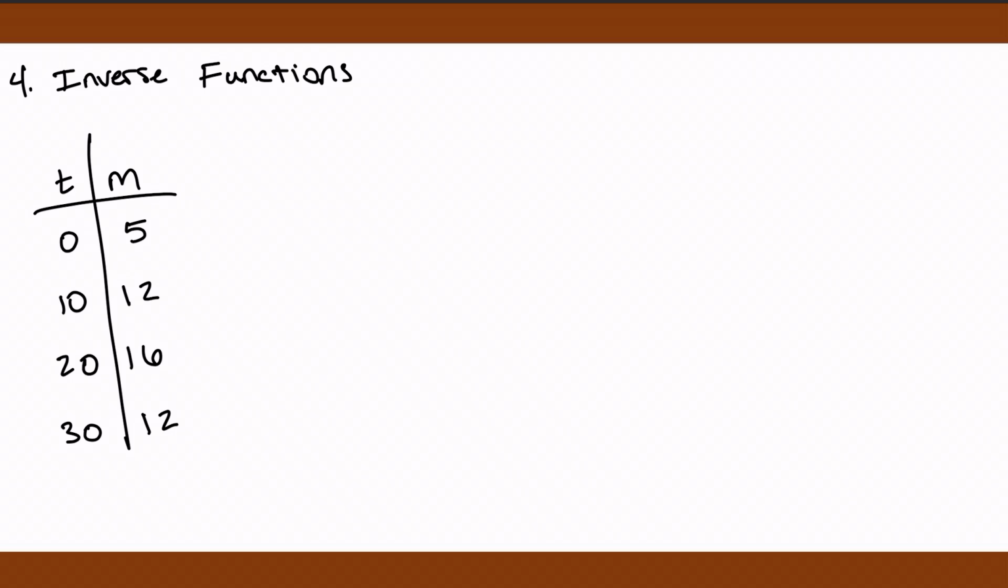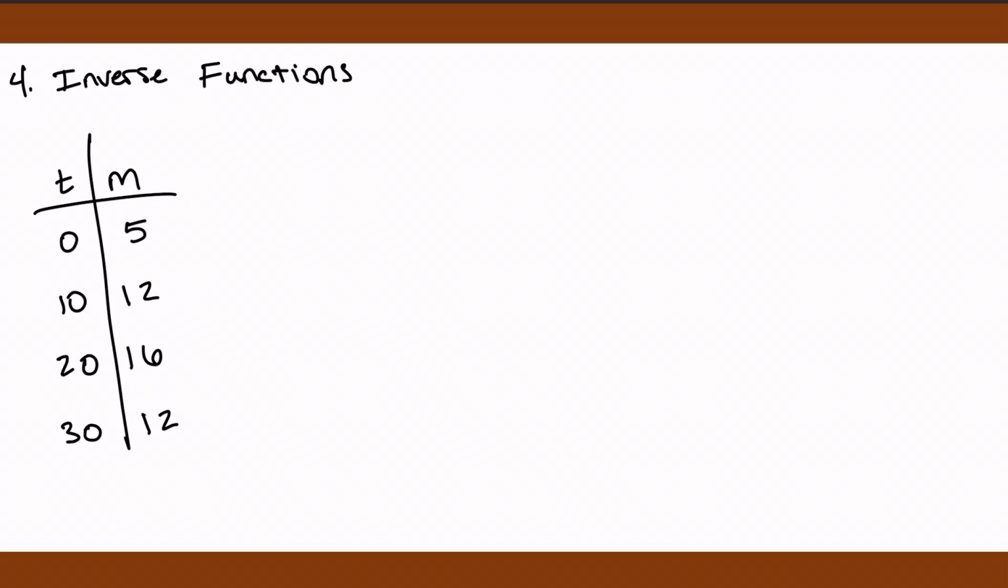So I have my normal data set. I've got some times, 0, 10, 20, 30 seconds. And then I have distance from my house, because I went back after another 30 seconds. So I've gone 5 meters, 12 meters, 16 meters, and then I went back to 12 meters. It's just a table of data. My distance from the house in meters depends on time.